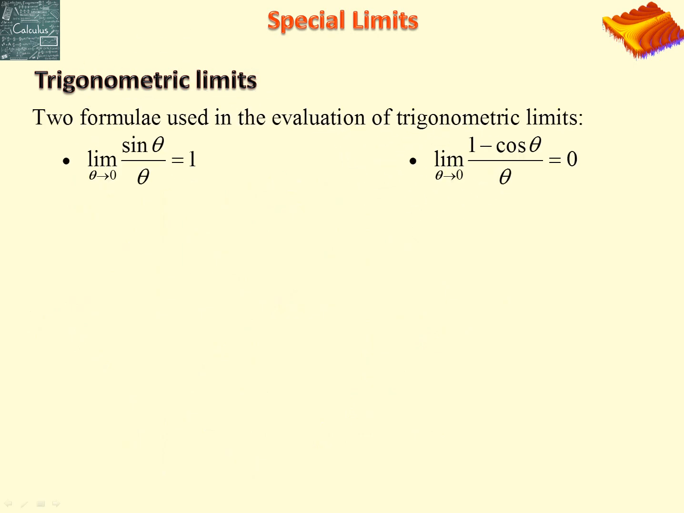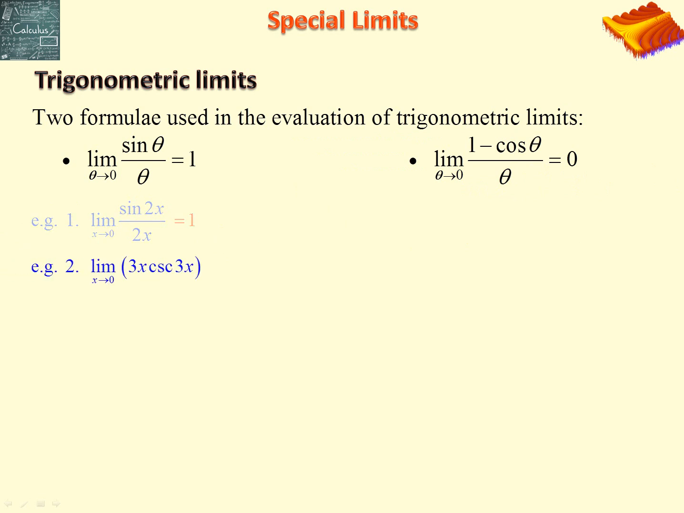Now there are two formulae we can use for evaluating trigonometric limits. The limit as theta tends to 0 of sine theta over theta is 1. That is proved by what is called the sandwich theorem, but we're not going to do it here. And the limit of 1 minus cos theta over theta as theta tends to 0 is 0. So that first one. Our theta here is 2x, so it's sine theta over theta, so it's straightforward, so it goes straight to 1.